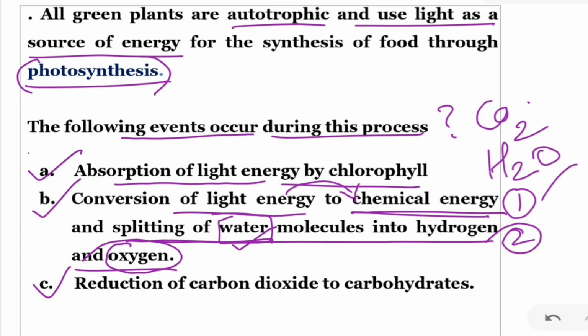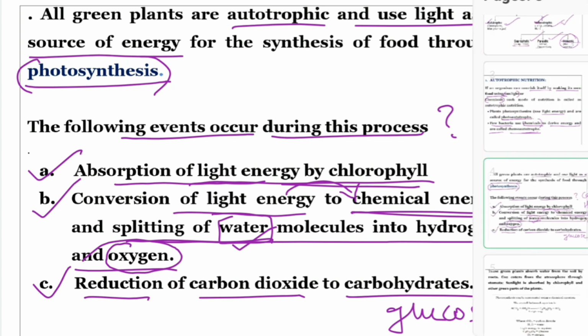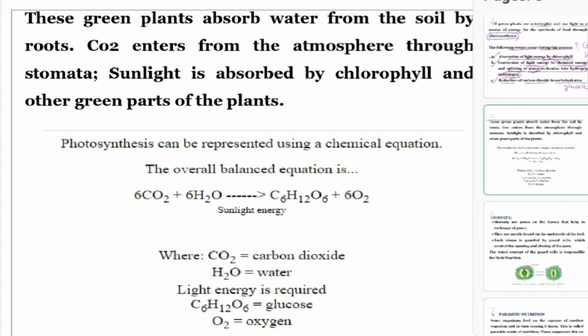And the third step is reduction of carbon dioxide into carbohydrate. These carbohydrates are nothing but glucose molecules. So remember the three steps which take place during the process of photosynthesis. Chlorophyll absorbs light energy, which is converted into chemical energy, and water molecules split into hydrogen and oxygen. Later, carbon dioxide is reduced into carbohydrate, that is glucose.